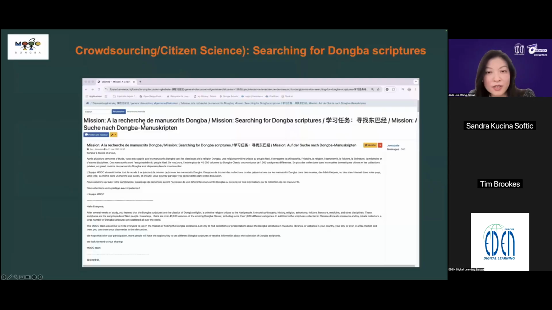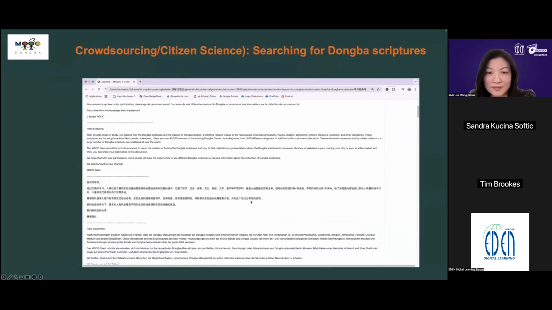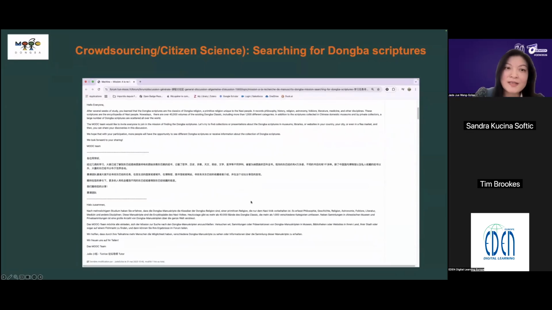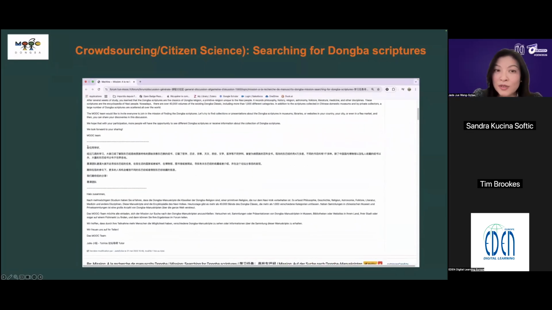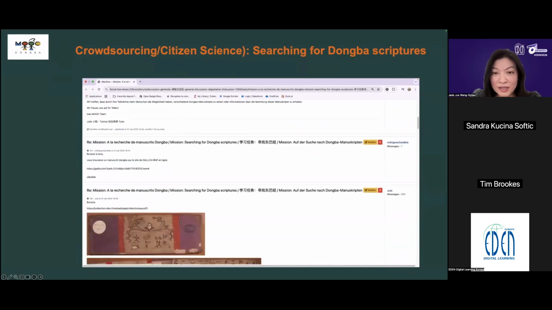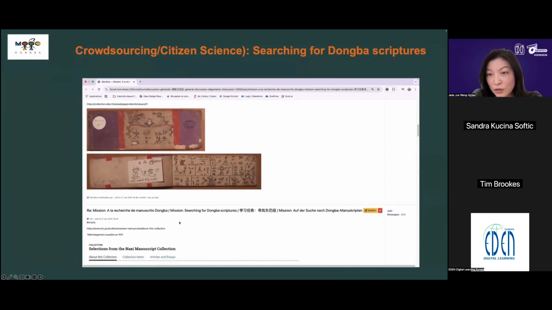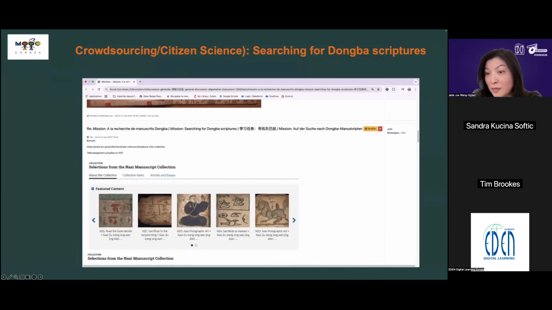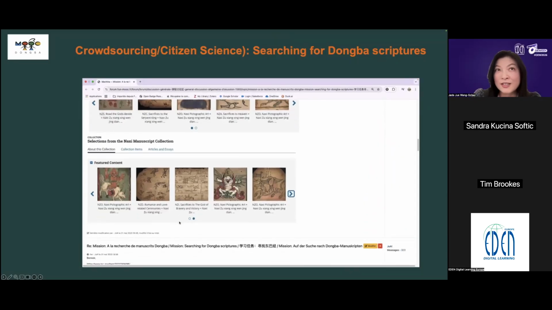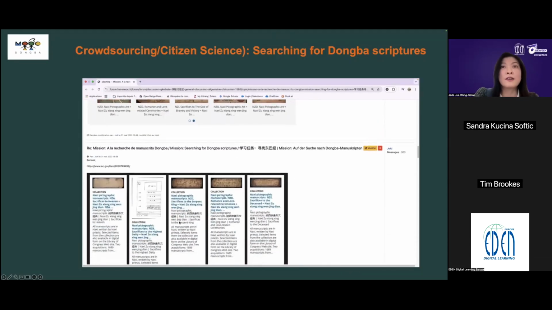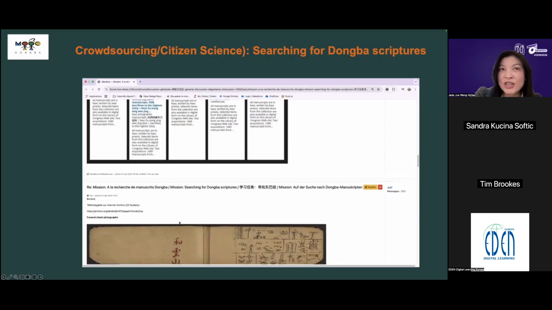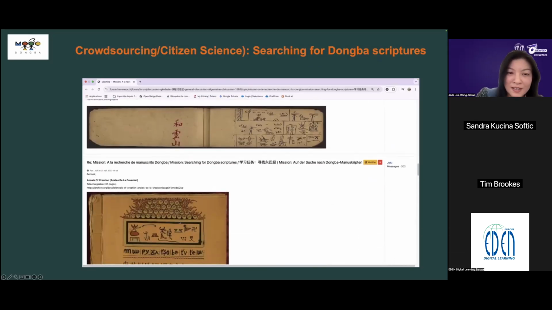We also encourage participants to locate Dongba manuscripts worldwide and share their discoveries in the forum. So here there is an activity searching for Dongba scriptures in the world. By identifying collections, archives, and digital repositories, they contribute to knowledge mapping instead of simply consuming information. So here you can find a lot of learners sharing their findings in this forum.